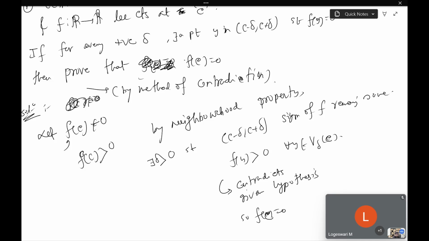So assume that f(c) is not 0, and let it be greater than 0. By the neighborhood property, we can find a delta such that in the region c minus delta to c plus delta, the sign of f remains the same. So in this region f was greater than 0 for all x in the delta neighborhood of c, which contradicts our hypothesis. So f(c) is equal to 0. So this is one problem.